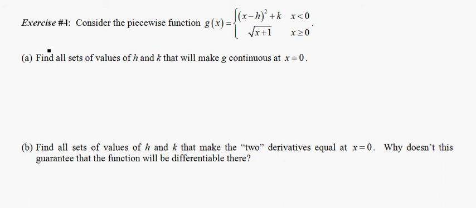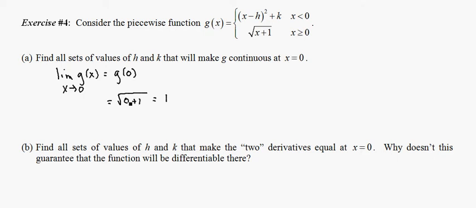Now, let's take a look at letter A. It says what values of h and k will make it continuous at 0. For continuity, remember we would know that the limit of g of x as x goes to 0 would have to be g of 0. That's the definition of continuity. Now, g of 0 is actually pretty easy because it's defined just by that square root function. Square root of 0 plus 1 is 1.